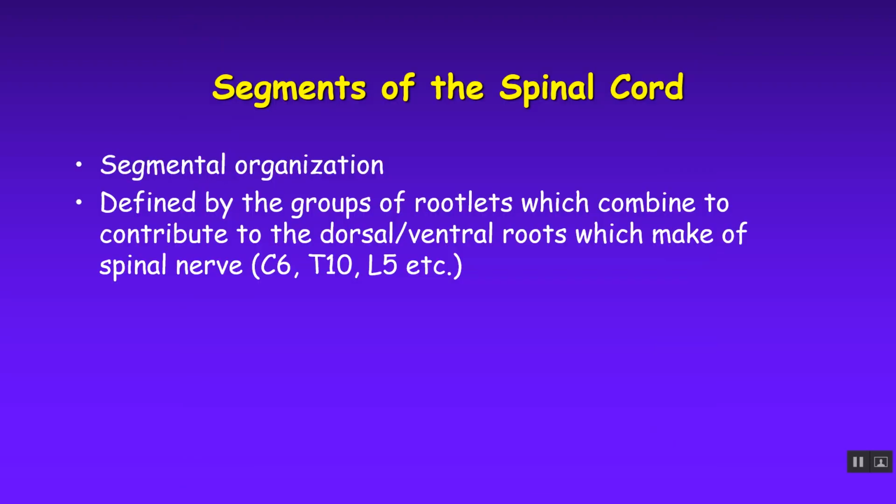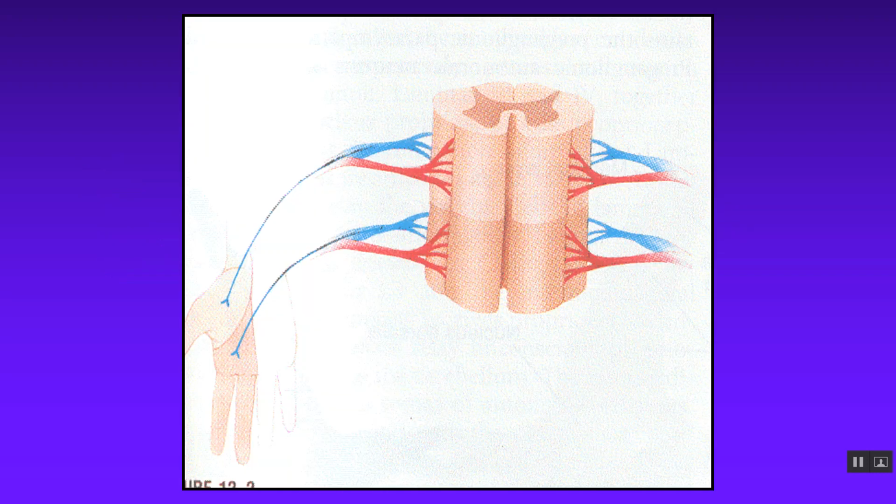When we talk about segments of the spinal cord, the segmental area is really defined by the groups of rootlets which combine to contribute to the dorsal and ventral roots, which make the spinal nerves. So what you actually see are these little rootlets that are composed of this segment here, and that helps define this spinal segment by where the rootlets begin and end on it. But remember, it's not a hard line like that.